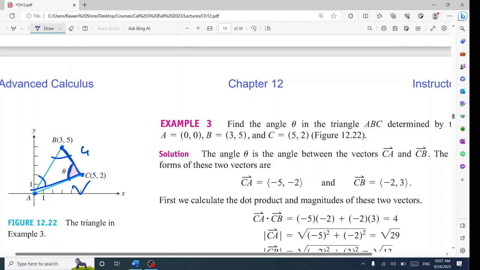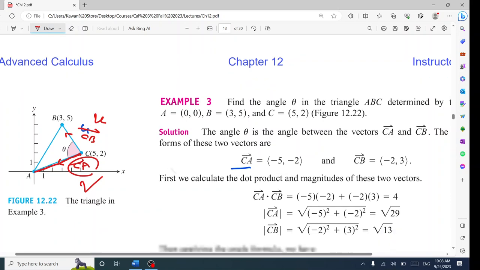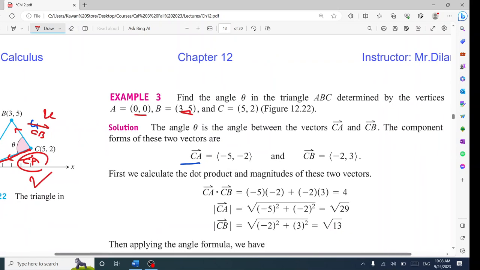So how do we do it? We say, for example, CA. Here's the CA angle. And, of course, CB, the second vector. You can call that U or V, up to you. The important thing is to establish the vectors. So between that one and that one, you'll get a result. You know how to do it because you have it in two dimensions.